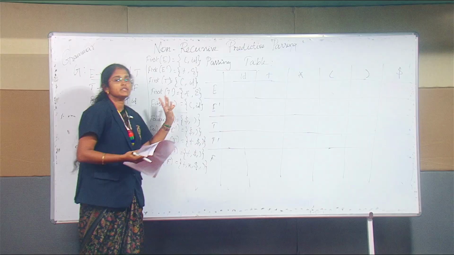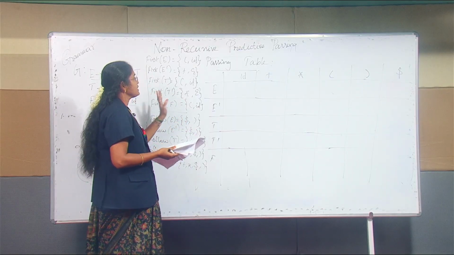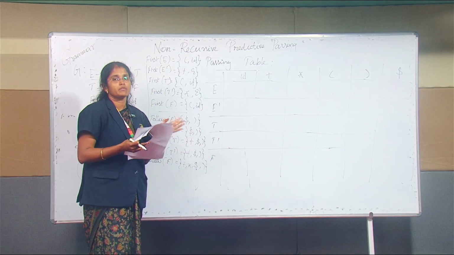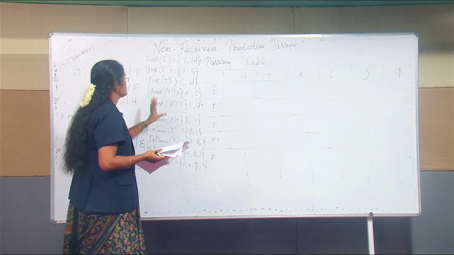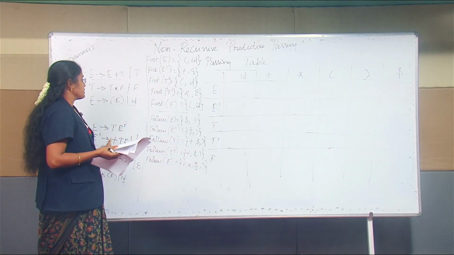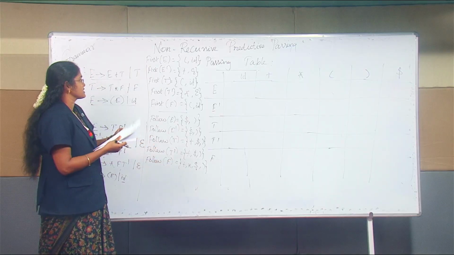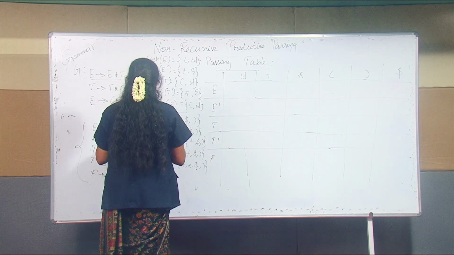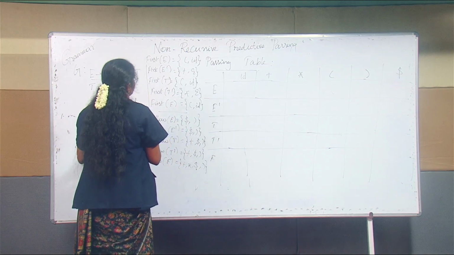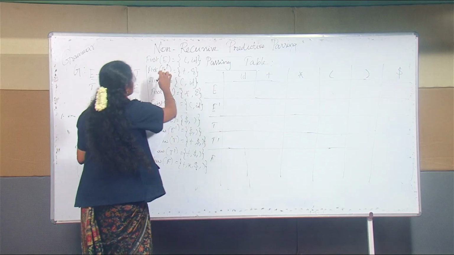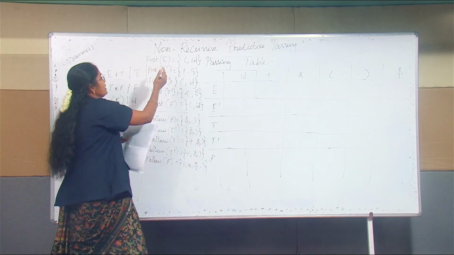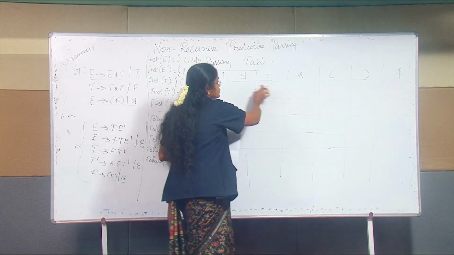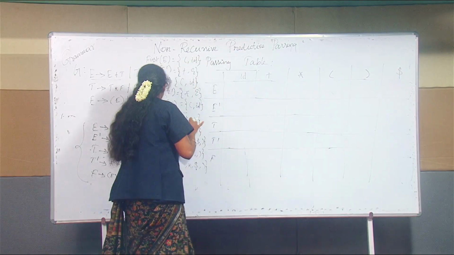So after finding the first and follow for the given grammar production, we need to draw the parsing table in order to solve any given input string, to check whether it is accepted or not. So here I have written the first of all the grammar productions and the follow of all the grammar productions. So now we need to check the first of E. What are all the elements present in first of E? Open bracket and ID. So in these two columns we need to fill the production.